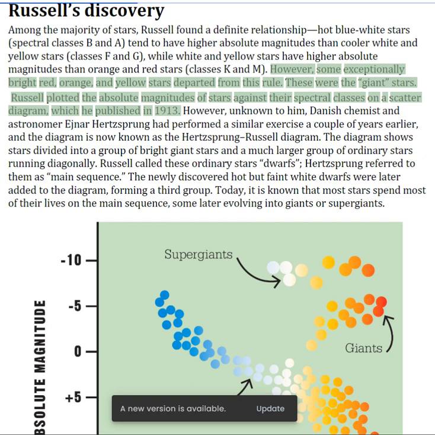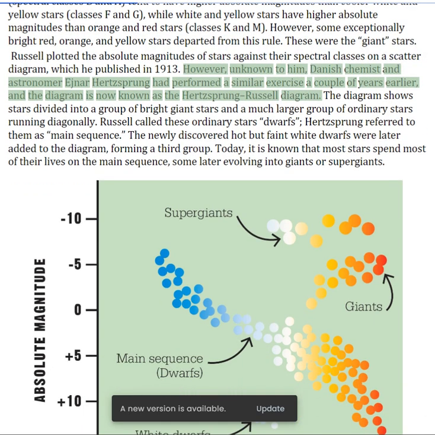Russell plotted the absolute magnitudes of stars against their spectral classes on a scatter diagram, which he published in 1913. However, unknown to him, Danish chemist and astronomer Ejnar Hertzsprung had performed a similar exercise a couple of years earlier, and the diagram is now known as the Hertzsprung-Russell diagram.